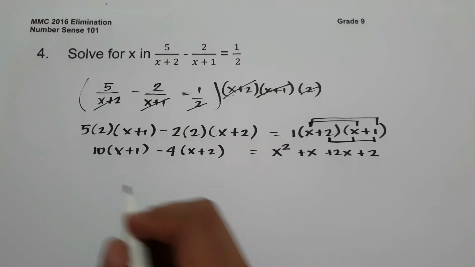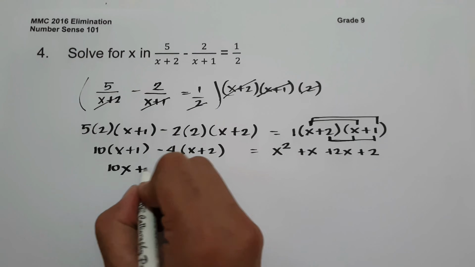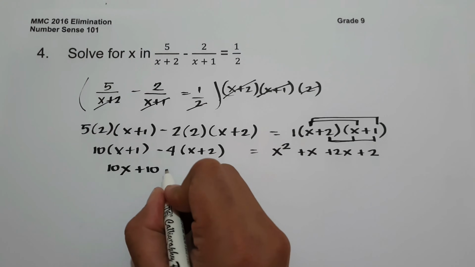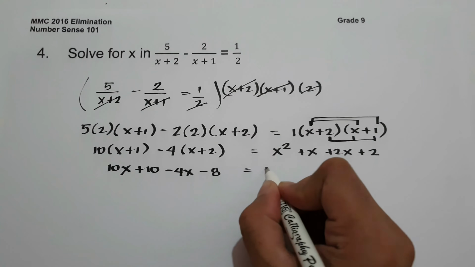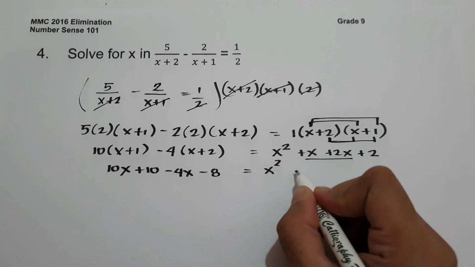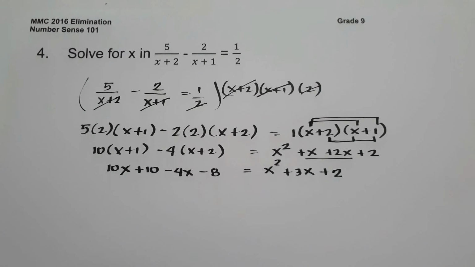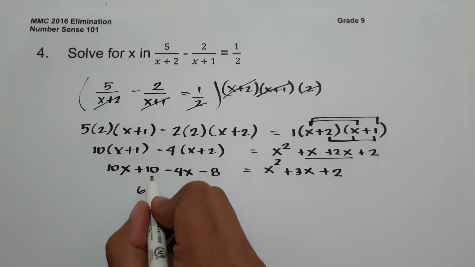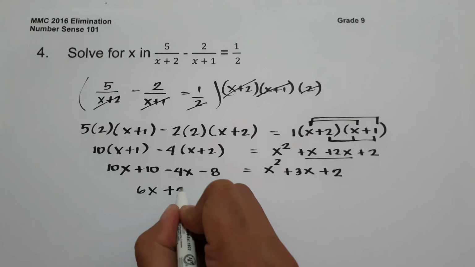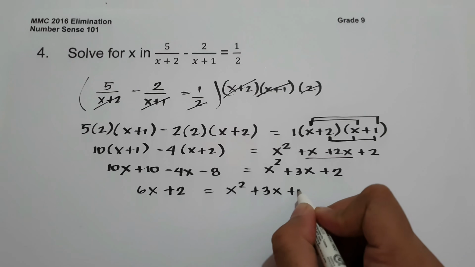So let us simplify. 10 multiplied by x, that is 10x. 10 multiplied by 1, that is 10. And negative 4 times x is negative 4x. Negative 4 times 2, that is negative 8. Equals x squared. Let us add this one. It will give us 3x plus 2. To simplify, 10x minus 4x, that is 6x. And then 10 minus 8, that is positive 2. Equals x squared plus 3x plus 2.